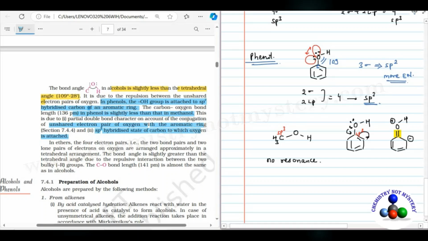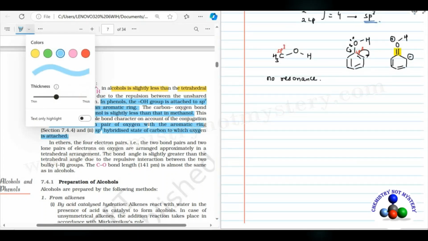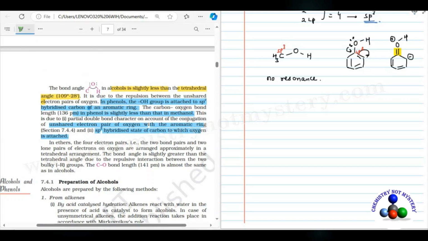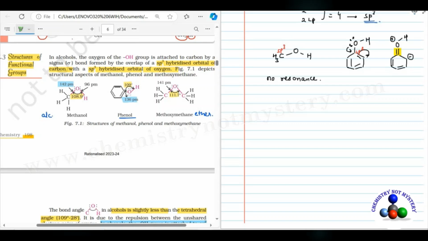Now come to the ethers. First read from the book. In ethers, the 4 electron pairs, 2 bond pairs and 2 lone pairs of electrons on oxygen, are arranged approximately in a tetrahedral arrangement. The bond angle is slightly greater than the tetrahedral bond angle due to the repulsive interaction between the two bulky R groups. And the carbon-oxygen bond length is 141 picometer, which is almost the same as in the case of alcohol. So in the case of ether, the bond length is the same, but the bond angle is more than that of alcohol as well as phenol.